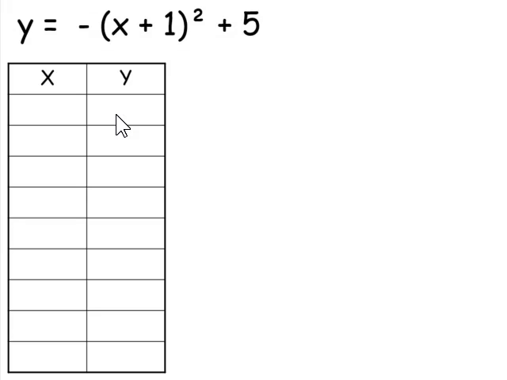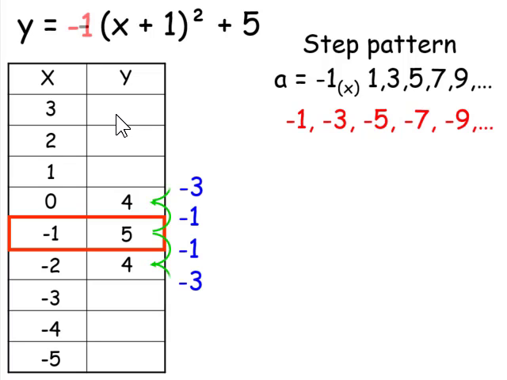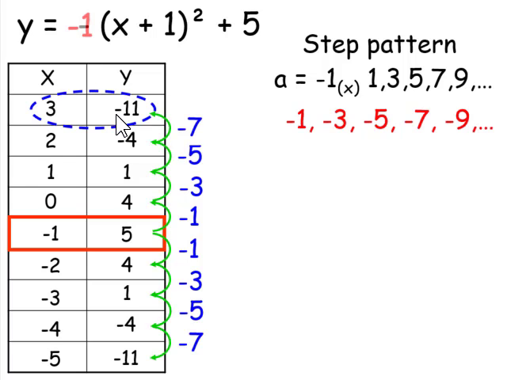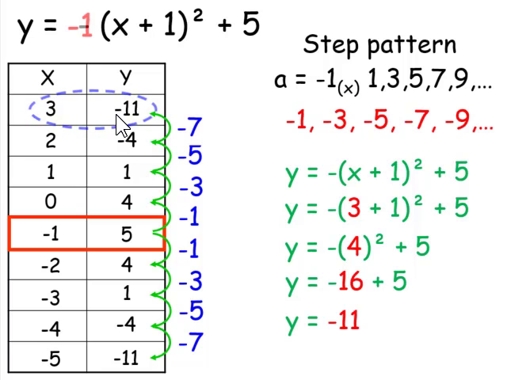On this one, we should see that our vertex is -1, 5. So therefore, our step pattern changes. It's not plus 1, it's going to be minus 1, then minus 3, then minus 5, then minus 7. So subtract 1, subtract 3, subtract 5, subtract 7. And again, great to check that last one just to make sure. Plug in 3, we get 4, 4 squared, negative 16 plus 5, it's negative 11. And then it works out.